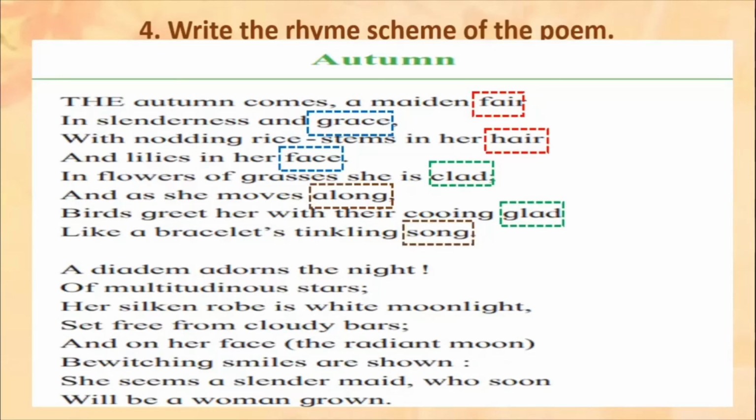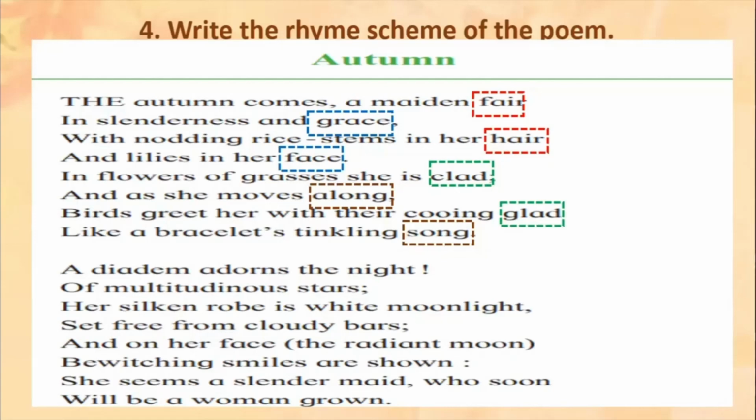Isn't it? So here you have four pairs of words which sound like each other. So let us give them their names now. So fair and hair, our red boxes, let us call them A and A. Grace and face, they are different sounds, so they need a different letter. We'll call them B and B. Clad and glad again is a different sound, so we'll call them C and C. And along and song is again a different sound, so we'll call them D and D.